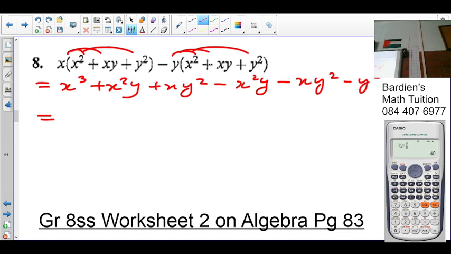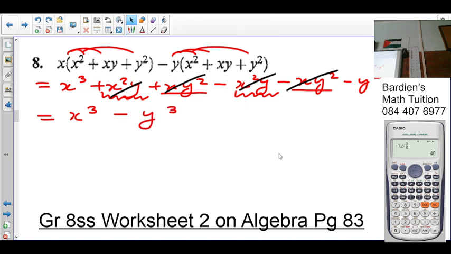Like terms. So there's no like term to x cubed. So you've got x squared y minus x squared y. What's x squared y minus x squared y? 0. We cancel. What is xy squared minus xy squared? Also 0. Cancel. And we're left with minus y cubed.